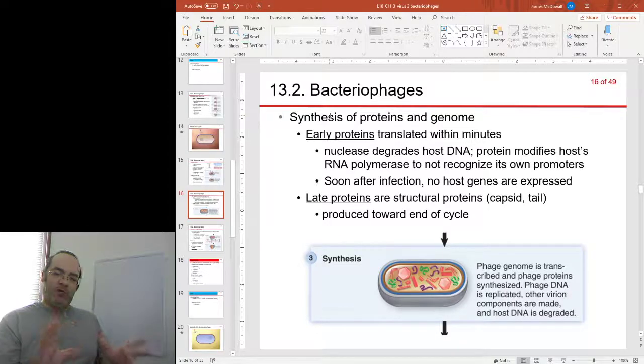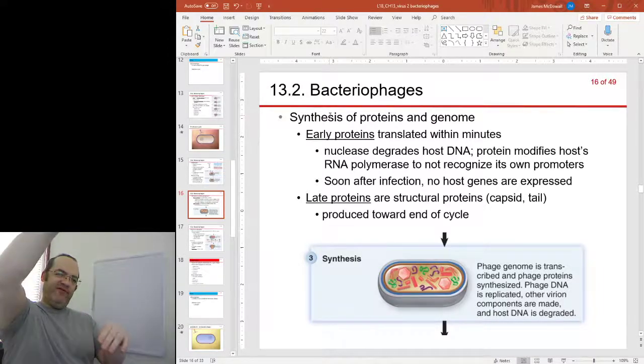A few reasons why it wants to do that. Number one is that bacteria do have a kind of immune system against viruses. If you've ever heard of CRISPR in relation to gene editing, CRISPR is a bacterial process that allows bacteria to remember past viral infections and then to more easily recognize those infections.